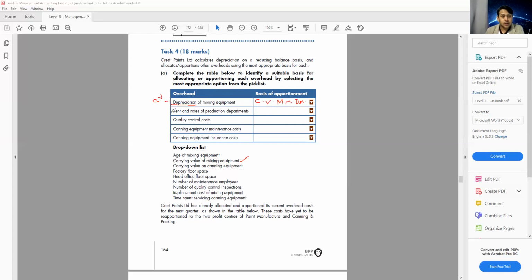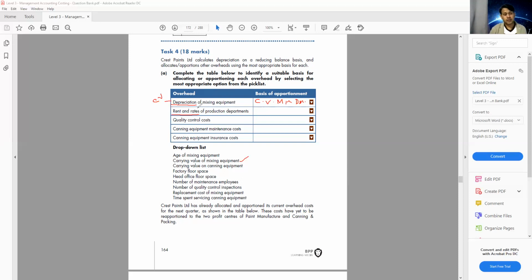Next one I have, rent and rates of production department. Rent and rates always go with the factory space, remember that. So rent and rates always go with the factory floor area. So don't take anything specific, like for the head office or a kitchen, no. When I say rent and rates, it belongs to the whole building.